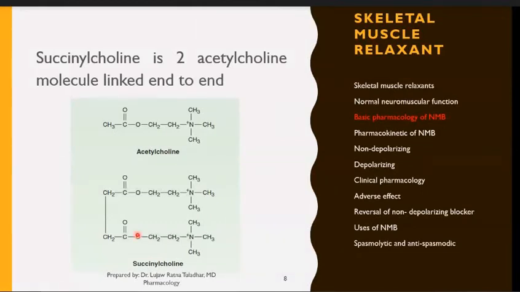Now, if you see the molecule named succinylcholine, it is actually a combination of two molecules of acetylcholine. The molecule formed by combining two molecules of acetylcholine is called succinylcholine. That is why succinylcholine is able to produce depolarization. In your exam, a viva question could be: name one depolarizing NMB, neuromuscular blocker, because there is only one.